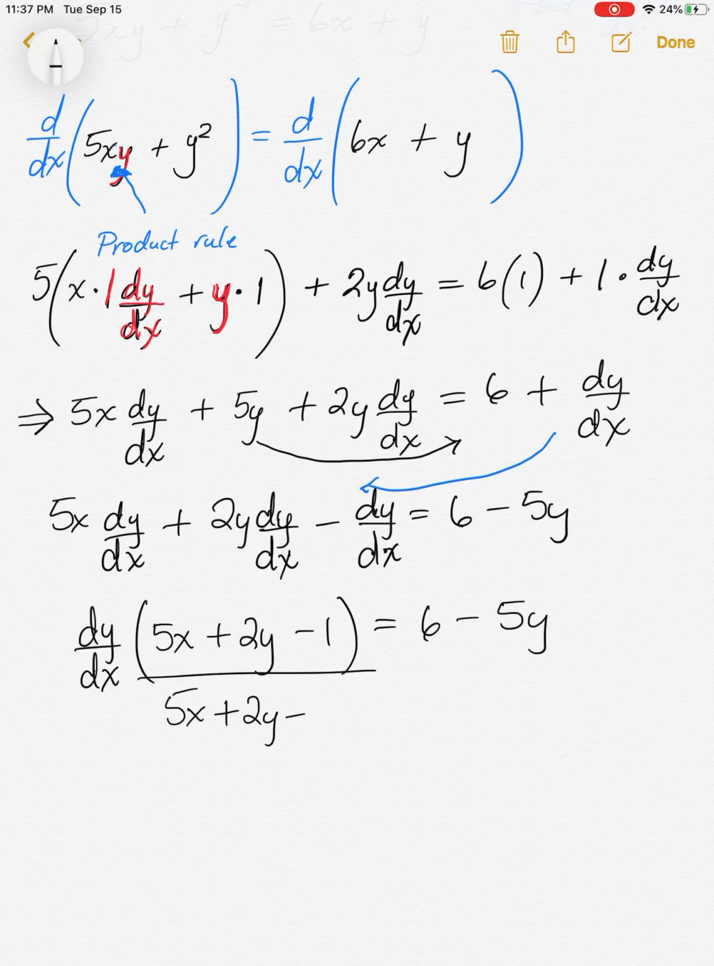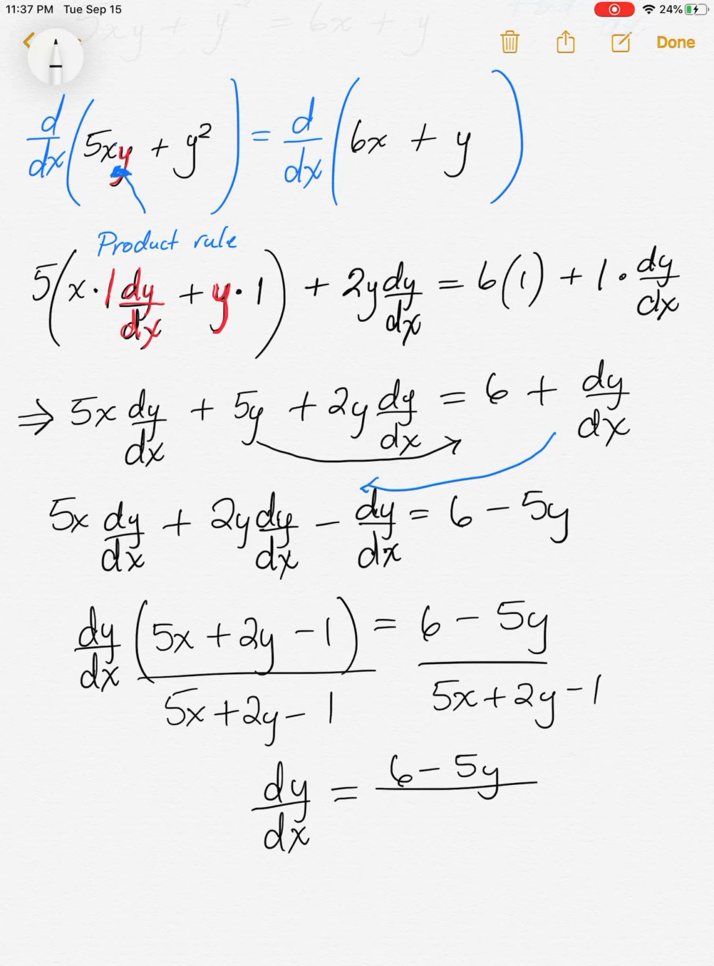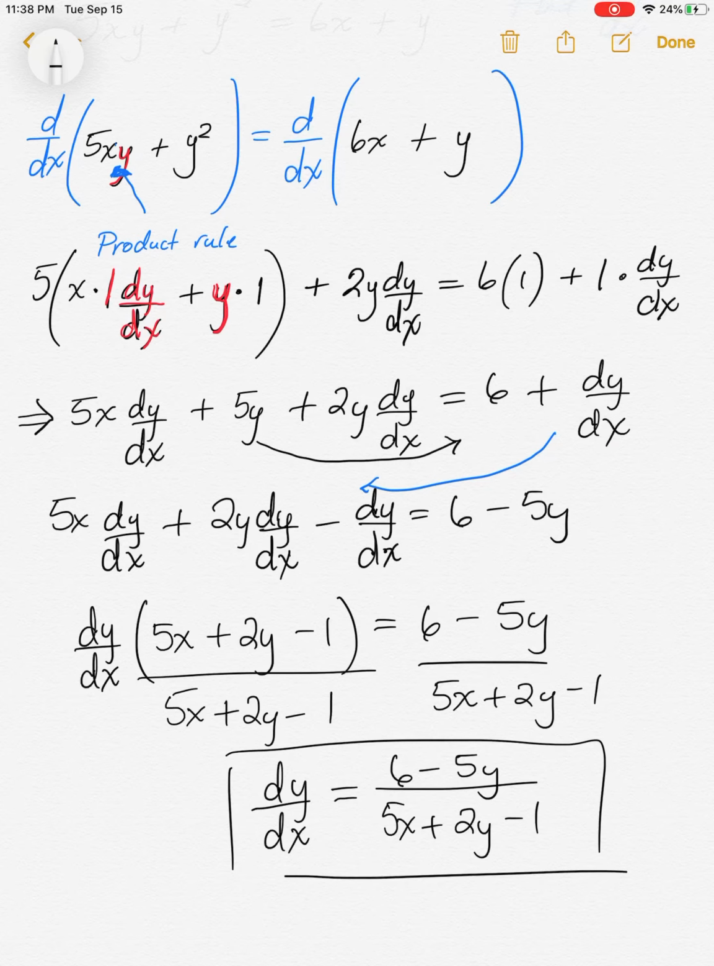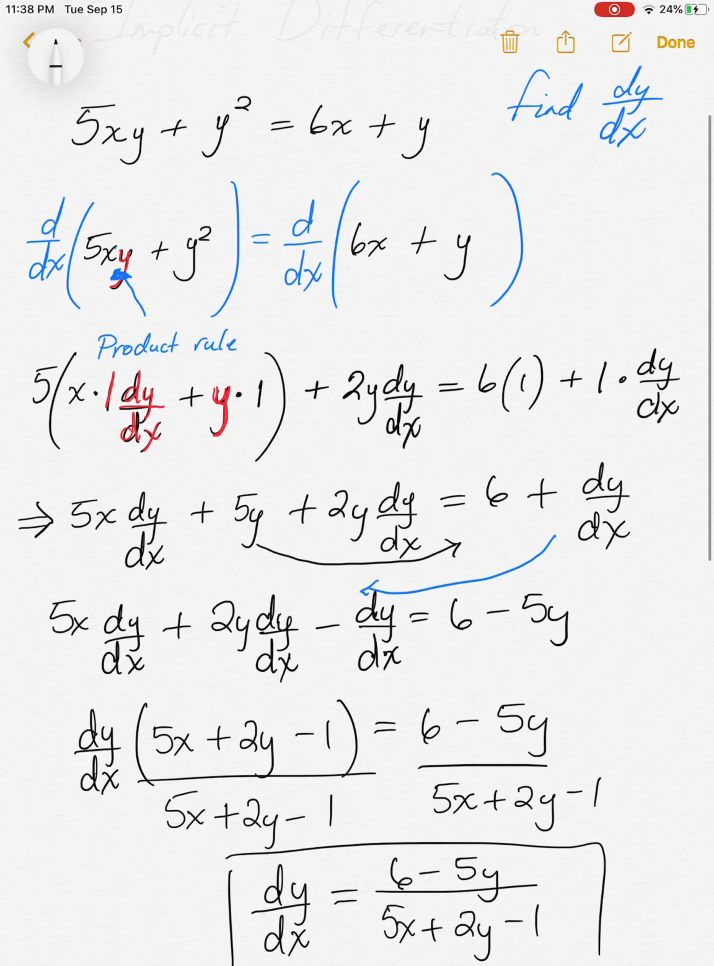Divide each side by 5x + 2y - 1 to get dy/dx by itself. And we have dy/dx equals (6 - 5y) all over (5x + 2y - 1). All right, that is the long textbook way.